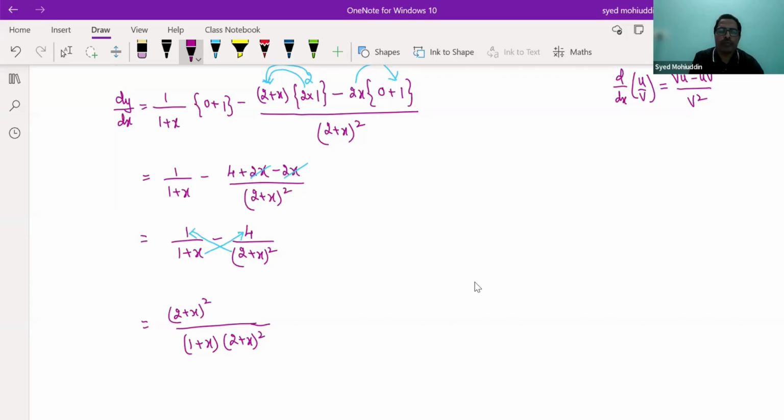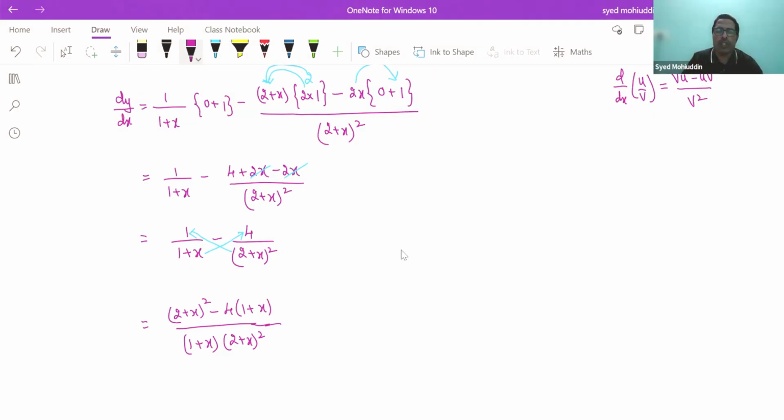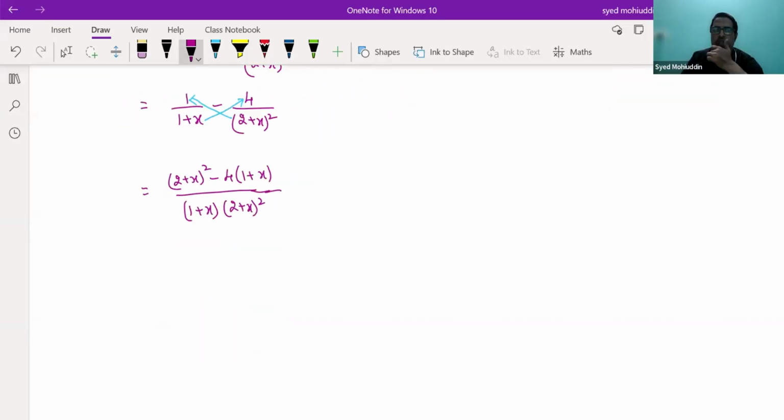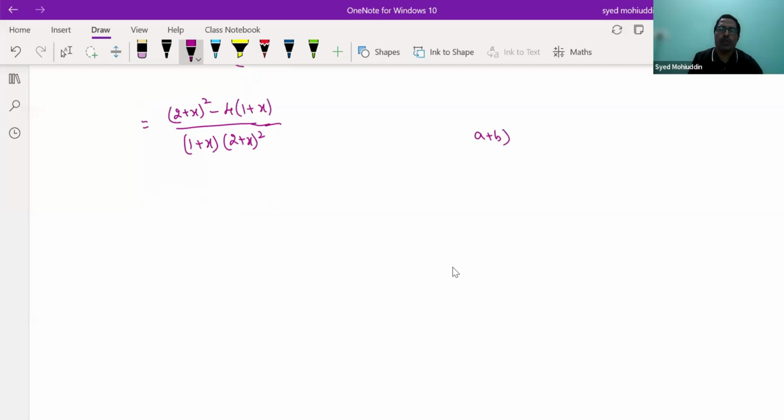And this minus 4 is multiplied by 1 plus x. Let us further simplify this expression. If you try to simplify this expression over here, we need to expand this one. This is in the form of (a plus b) whole square. So use the formula of (a plus b) whole square equals a square plus 2ab plus b square. So your value of a will be 2 over here and your value of b will be x.